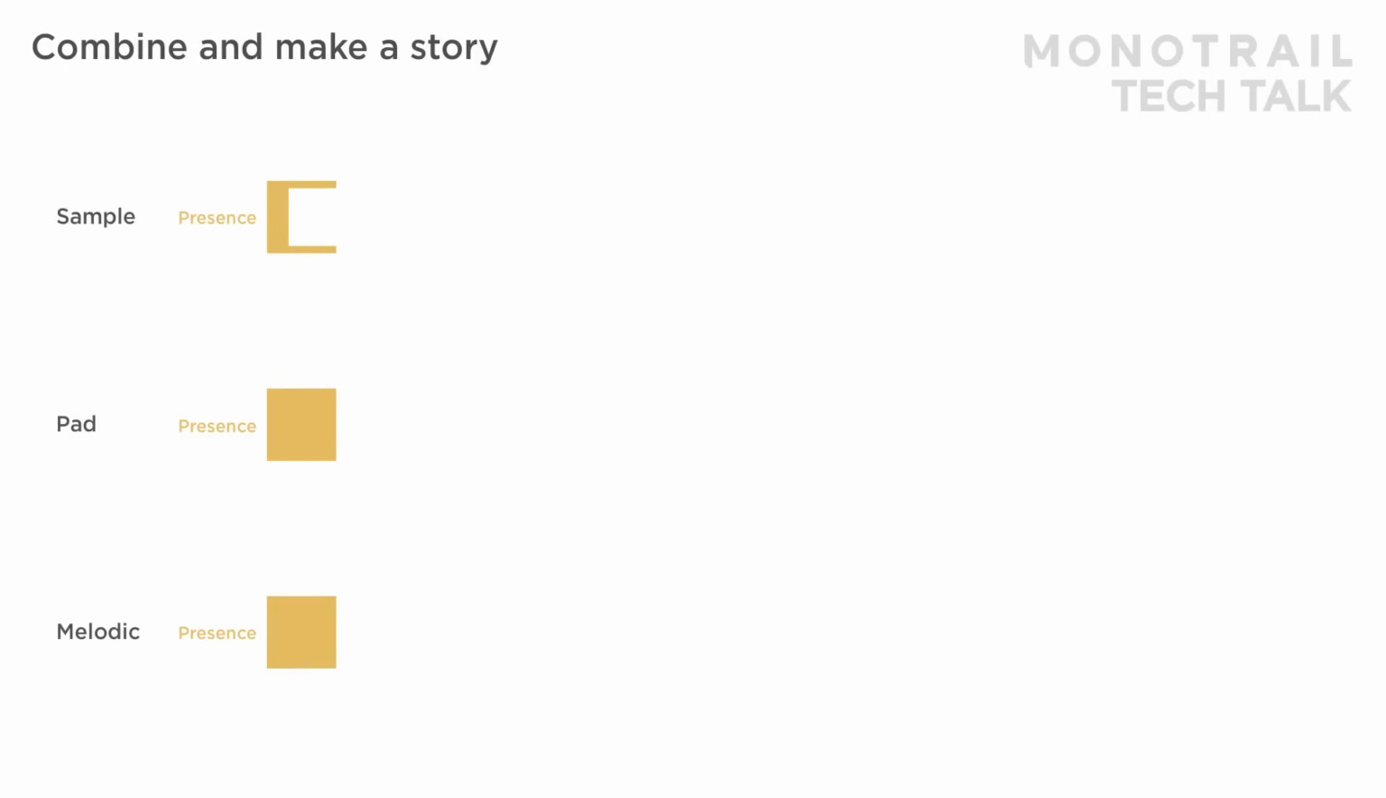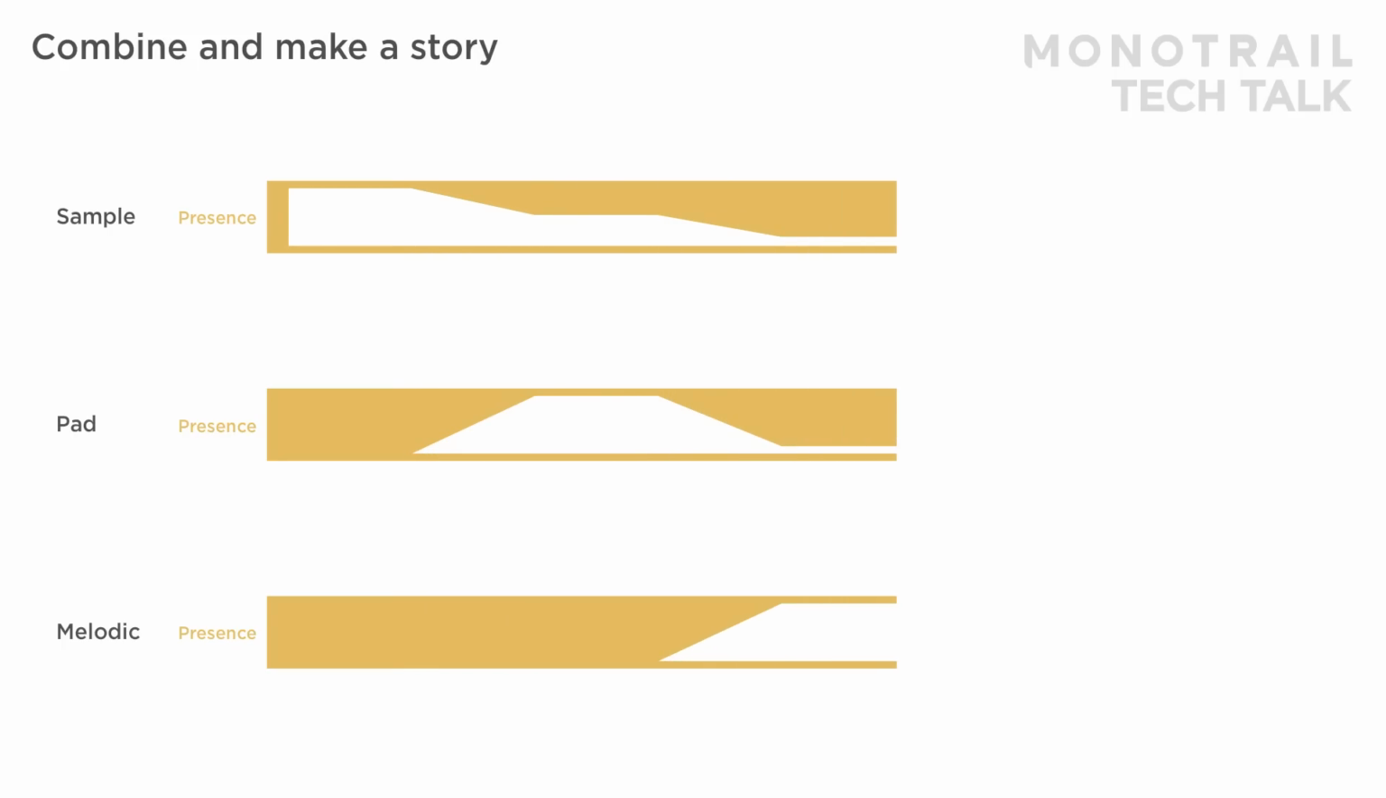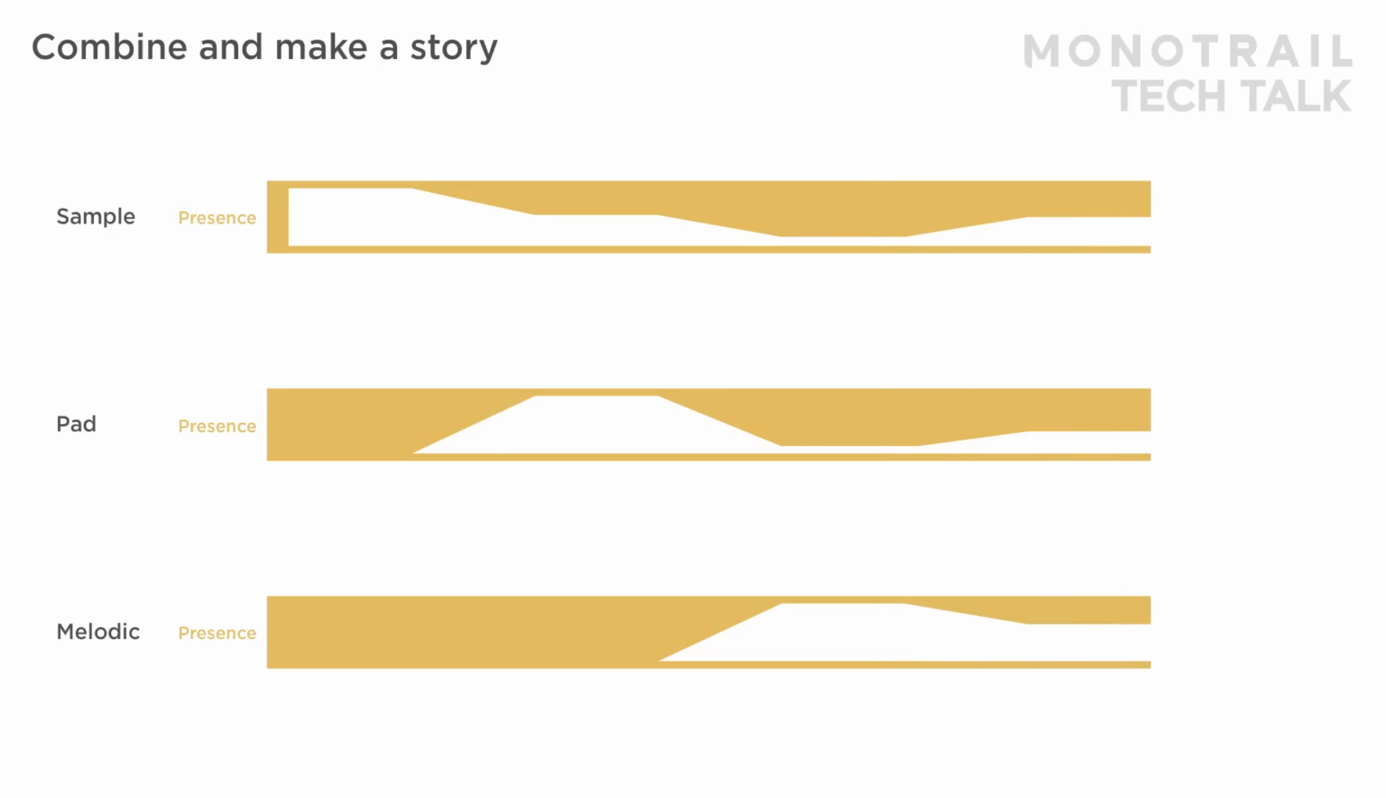For example, start a track with a present sample texture. Have the pads come in and push the texture back while the pad is in focus. Bring them both back when introducing the melody. Have the melody in focus for a while. Bring the attention of the pad and noise back up, and then have them all calm down to a slow outro.